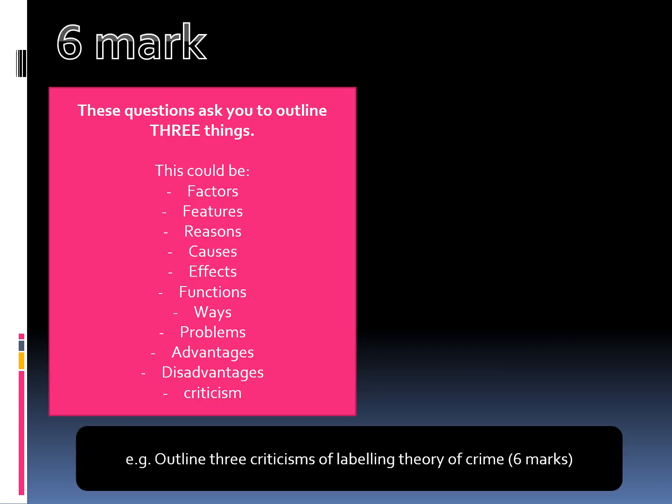These questions will ask you to outline 3 things. These could be factors, reasons, ways or problems. For example, outline 3 criticisms of labelling theory of crime, and you can prepare for these by asking your teacher for a question bank or writing your own for each topic and preparing your own mark scheme.